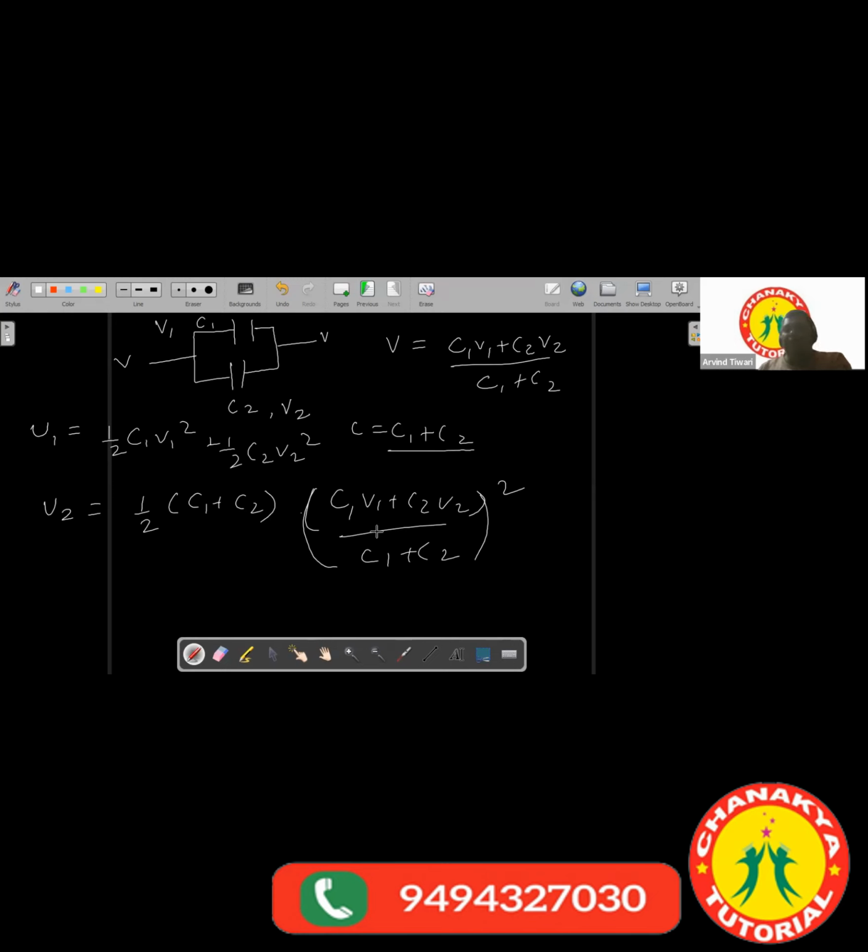Okay, so I'll give you just a direct formula for this. How it comes, you'll get 1 by 2 multiplied by C1 plus C2. Here you have C1 V1 plus C2 V2 whole square over C1 plus C2 whole square. Now out of this whole square, one of them cancels, and you have this as the energy.